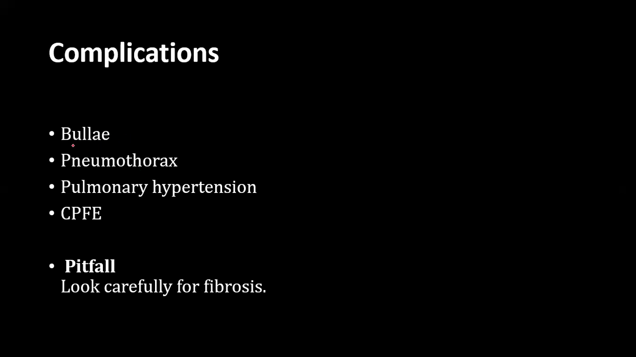Next are the complications. Emphysema can lead to bulla formation, right? They are basically large, low attenuation structures. It could lead to pneumothorax, pulmonary arterial hypertension, and combined pulmonary fibrosis and emphysema.